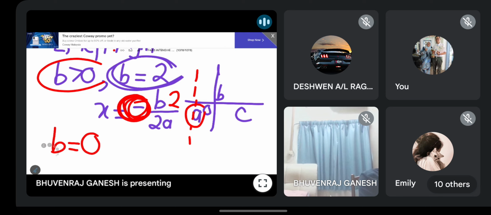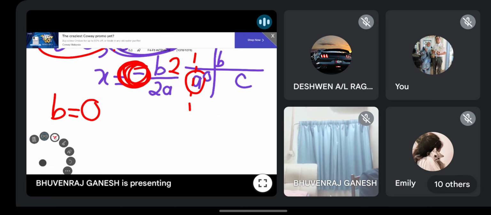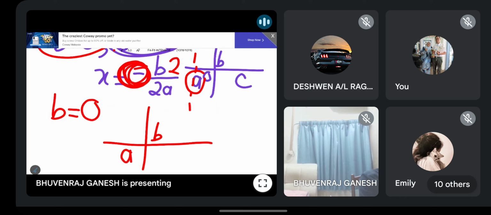Okay, so next one. How if b equals 0? So now can you all tell where the axis of symmetry will be? A, B, or C? Which one?